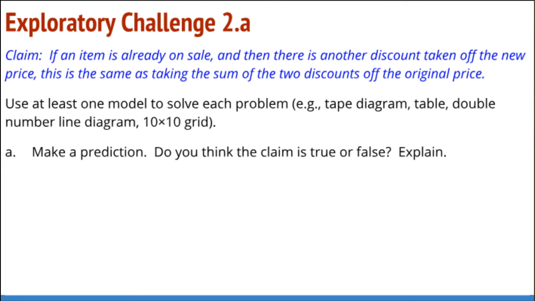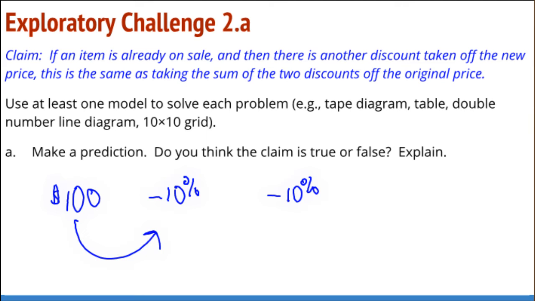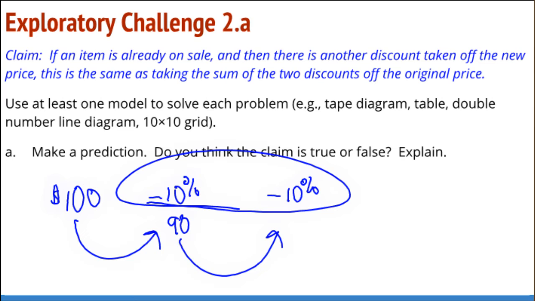All right, different claim. If an item is already on sale, and then there is another discount taken off the new price, this is the same as taking the sum of the two discounts off the original price. So what they're saying here is there's something on sale for like $100, and they take off 10%. And then they say they take off another 10%. So it's $100. We take off 10%, it's 90. And then we're going to take off another 10%. And that would be the same as if I just add these two together and just take off 20%.